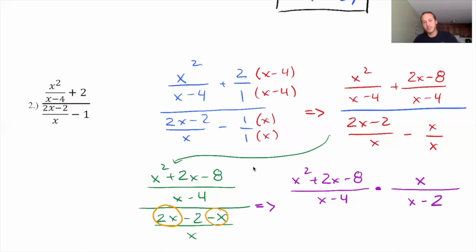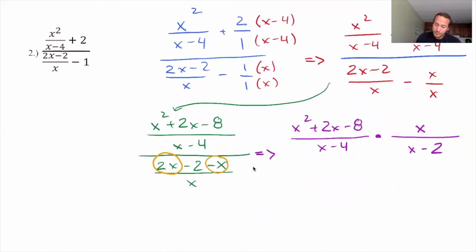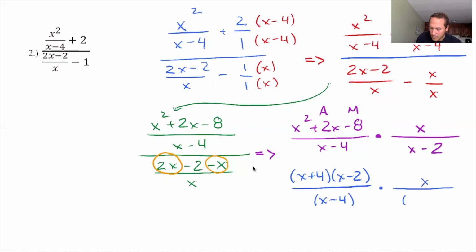Now, again, where is x minus 2 coming from? 2x minus 1x is just x, okay? And then I still have that negative 2 there. From here, like I said, I can find something that adds to 2 and multiplies to negative 8. That's going to give me x plus 4, x minus 2 over x minus 4 times x over x minus 2.